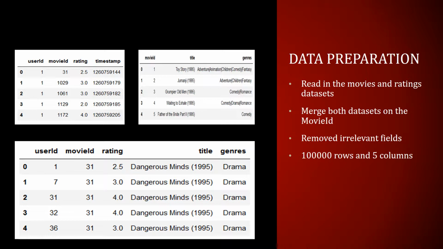So I merged and combined both of these data frames to output the third data frame that's at the bottom of those two data frames. In the first row, you have the user ID, movie ID, rating, title, and genres. I removed timestamp because it was not going to be relevant for my analysis. And there are now 5 columns and 100,000 rows, which y'all cannot obviously see. Let's go to the next slide.